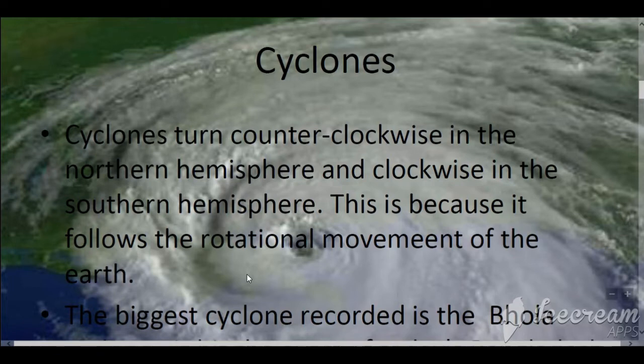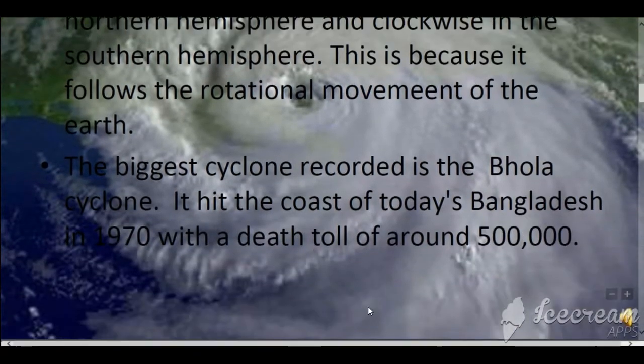This is because it follows the rotational movement of the earth. The biggest cyclone recorded is the Bhola Cyclone. It hit the coast of today's Bangladesh in 1970 with a death toll of around 500,000.